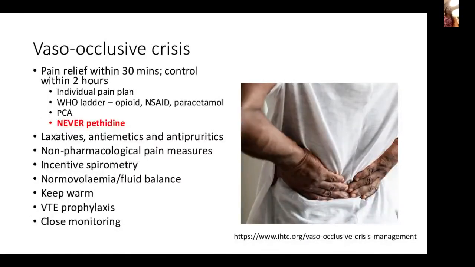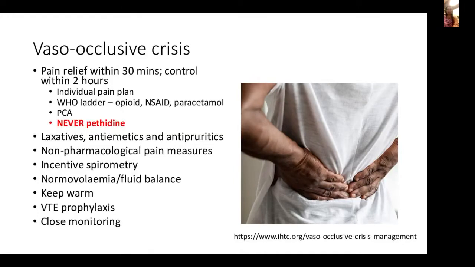So the management of vaso-occlusive crisis, this is probably the most common presentation that you will encounter in your clinical practice. It's really important to get pain relief within 30 minutes, and your goal is to try and get the pain controlled within 2 hours. A lot of sickle cell patients have an individual pain plan, and it may seem that they're on high doses of opioids, but that's because they've been in chronic pain and they may need that to actually get the pain under control.